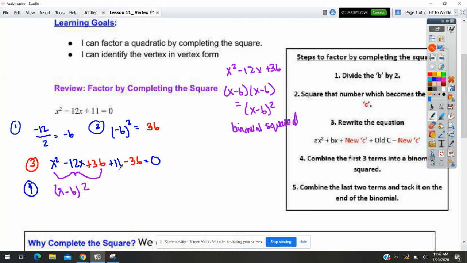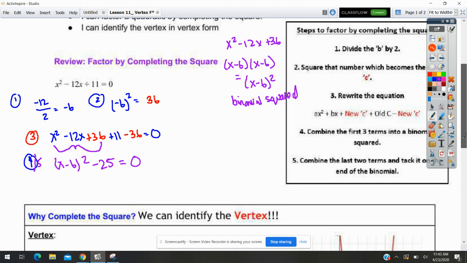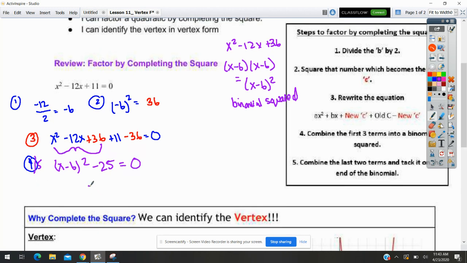And now, this is step 5. We're going to combine the last 2 terms and tack it onto the end of the binomial. So 11 minus 36, and that is negative 25. So now we have our factored form here. We've essentially factored by completing the square, and that would be what's called vertex form. We're going to see why this is the vertex form in a moment.